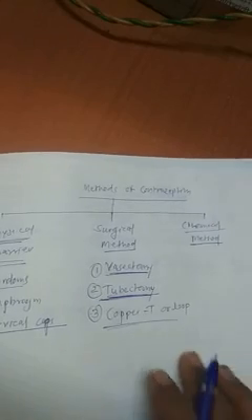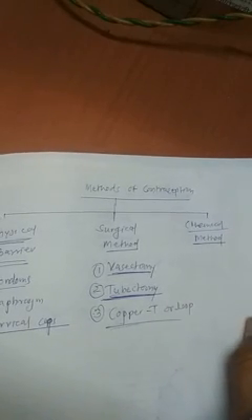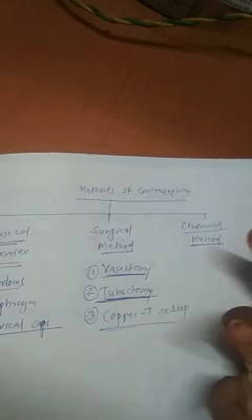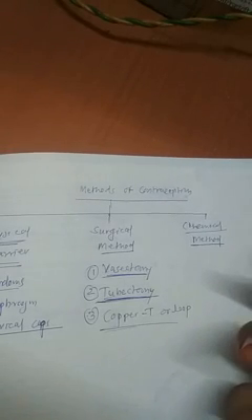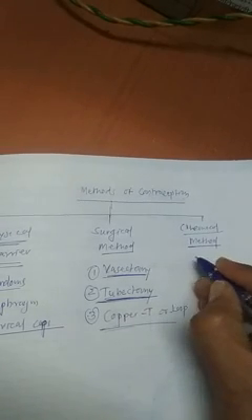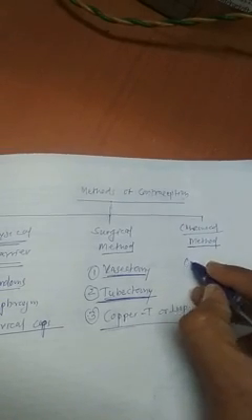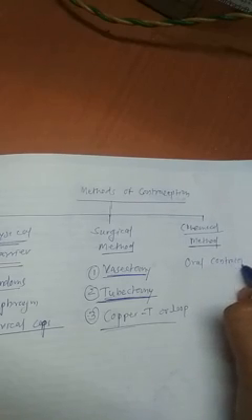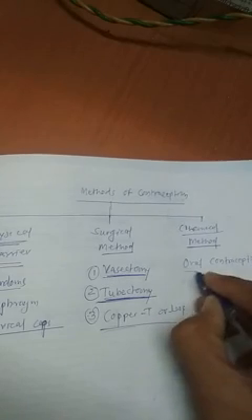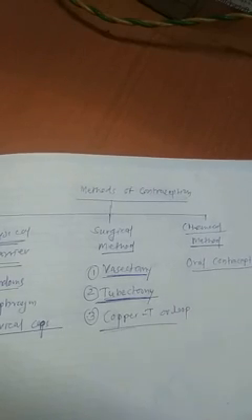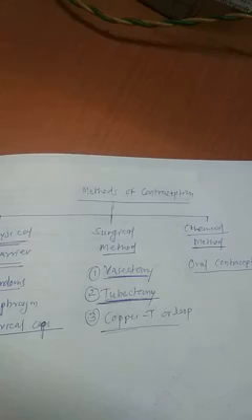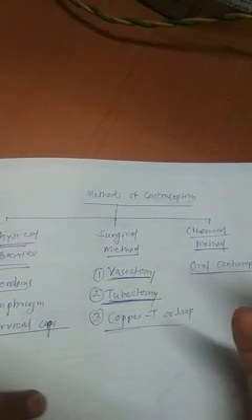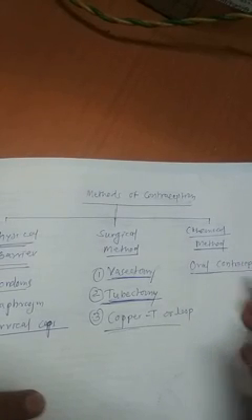Okay. And the third, chemical methods. Chemical method like oral contraceptive, you can write here oral contraceptive. Oral contraceptive changes the balance of hormones.